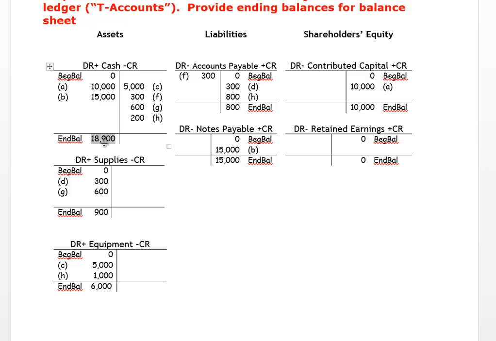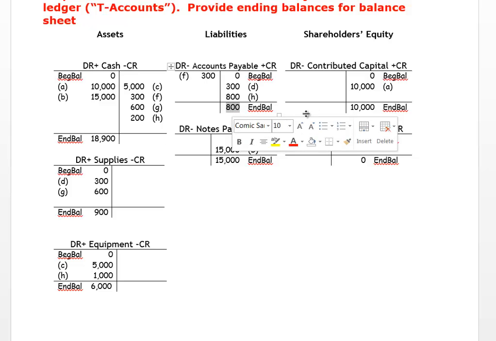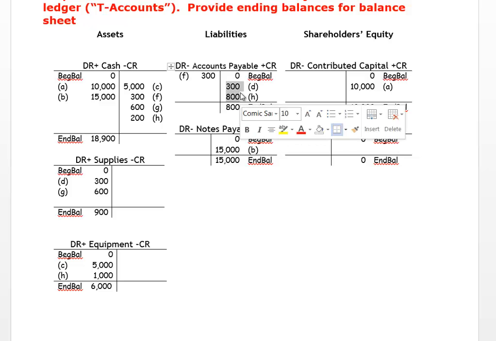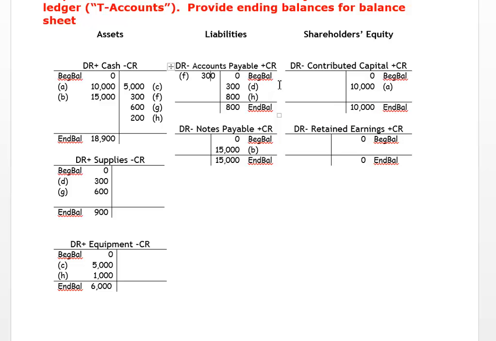We want to put the ending balance on the bottom. So notice we've got an ending balance of $18,900. Notice here we have an ending balance, which is a net credit of $800. Why? Because we had $11,000 in credits, but we only had a debit of $300. So we've got a net credit balance here of $800.